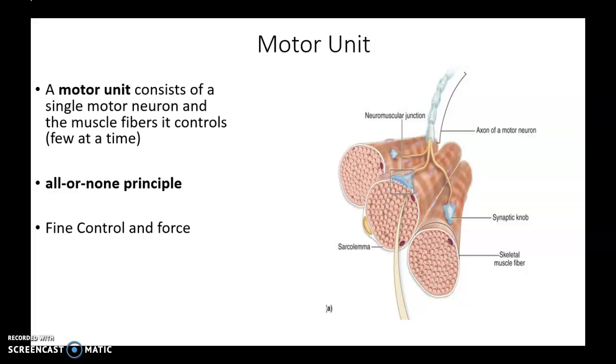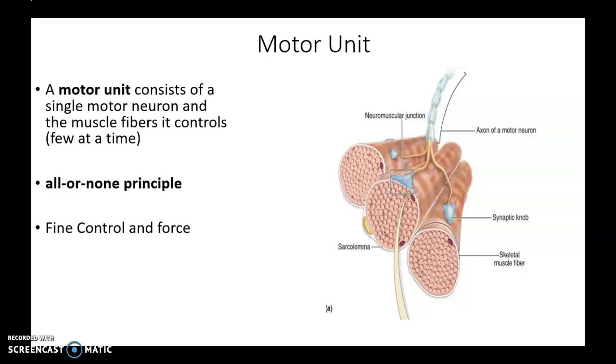Okay, moving on to the concept of motor unit. Now, a motor unit consists of a single motor neuron and the muscle fibers it controls. So it's not a motor neuron and muscles. It's between a motor neuron and muscle fibers. I want you to know that.